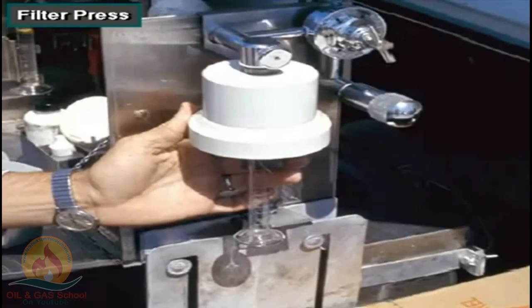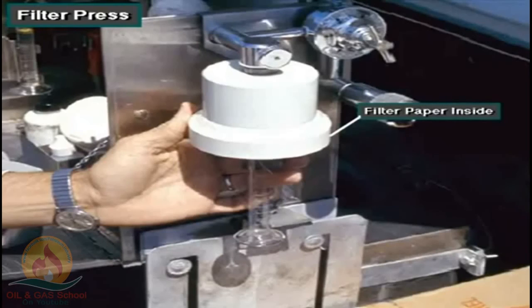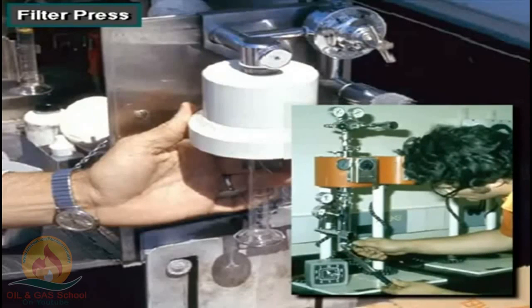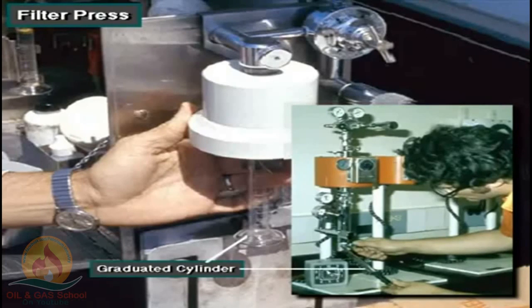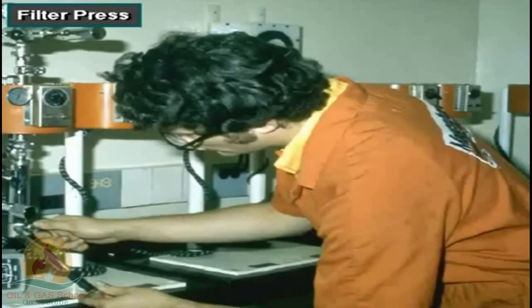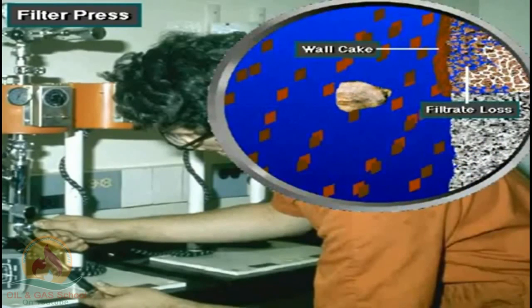This is a filter press. Inside the white container is a piece of porous paper called filter paper. Also inside the container is a mud sample. The mud engineer puts the mud sample under 100 pounds per square inch of pressure for 30 minutes. The pressure forces the liquid part of the mud, the filtrate, through the filter paper and into the graduated cylinder. By measuring the amount of filtrate, the mud engineer can get an indication of the amount of filtrate that will be lost to downhole formations and the amount of solids or wall cake buildup on the wall of the hole.